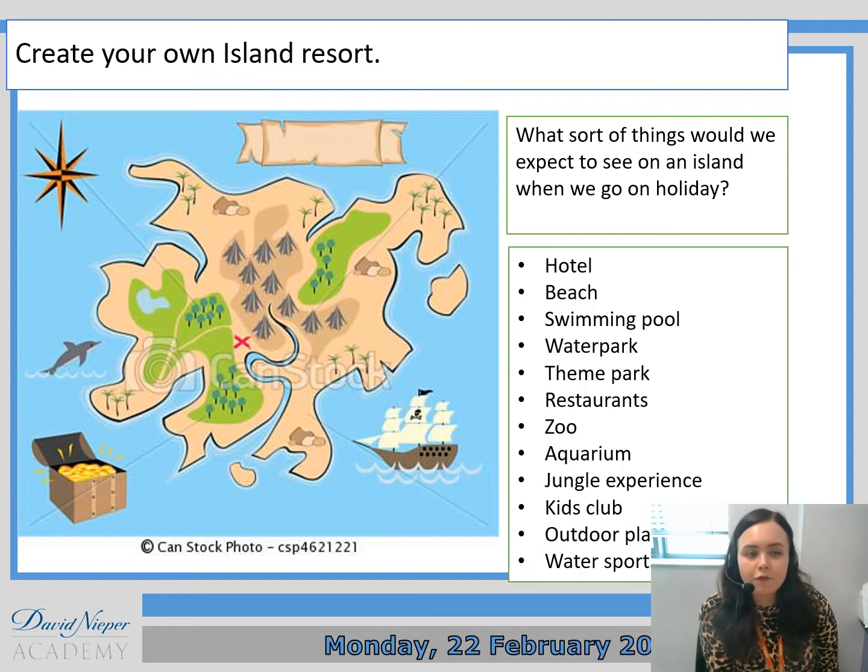Okay then, so hopefully you've had a think about what sort of things we would expect to find on an island when we go on holiday. So I've made a quick list here. Obviously this is not extensive, it's not everything, but these are a couple of ideas that you might have had or you might not have thought of.